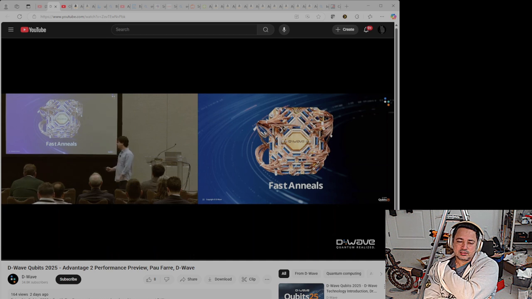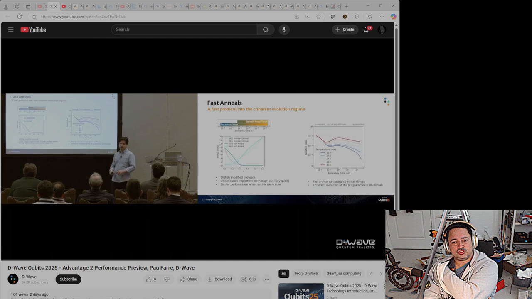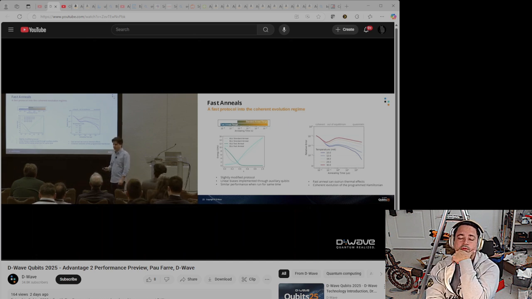All right, so this is a very interesting feature that we've released this last year. It's called fast anneals. Fast anneals allow us to run problems much faster than before. The shortest annealing time when you run a standard anneal is half a microsecond. The shortest annealing time with fast anneals is 5 nanoseconds. Fast anneals and standard anneals use a slightly different protocol, dashed lines versus solid lines here. The linear biases of your problem in fast anneals need to be implemented through auxiliary qubits. But if you run fast anneals and standard anneals for the same time, the performance is very similar.